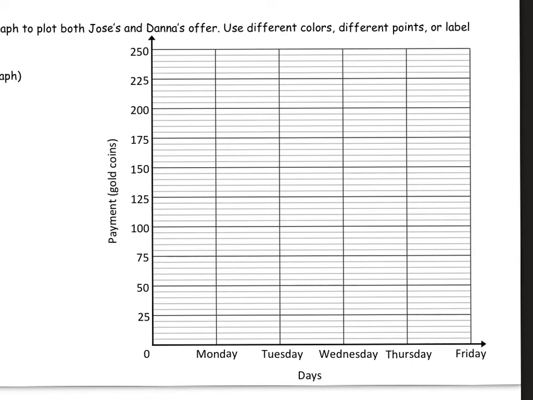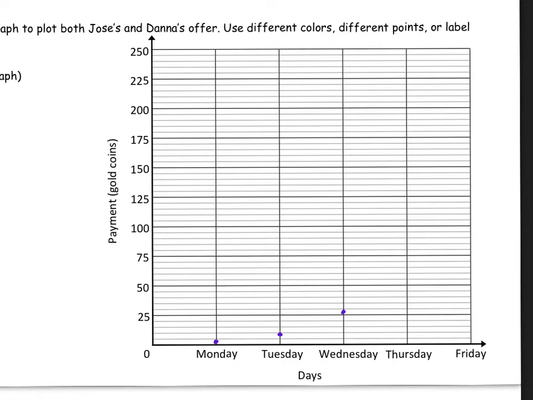So let's see. On Monday, Jose's deal was $3. So you made $3, so that's halfway here. There we go. And then on Tuesday, you made $9. So 5, 10. It's almost 10. Okay. And on Wednesday, it's 27. So that's 25. Halfway between 25 and 30.